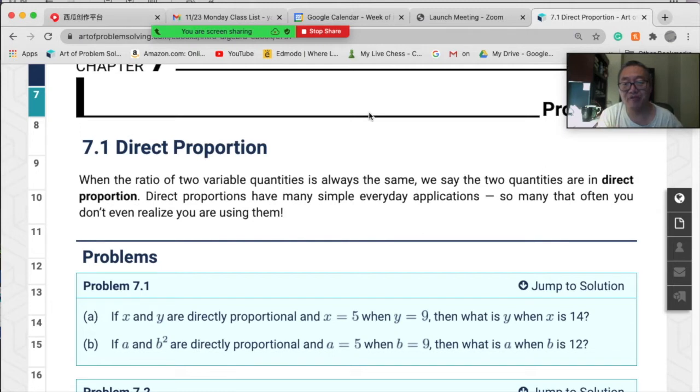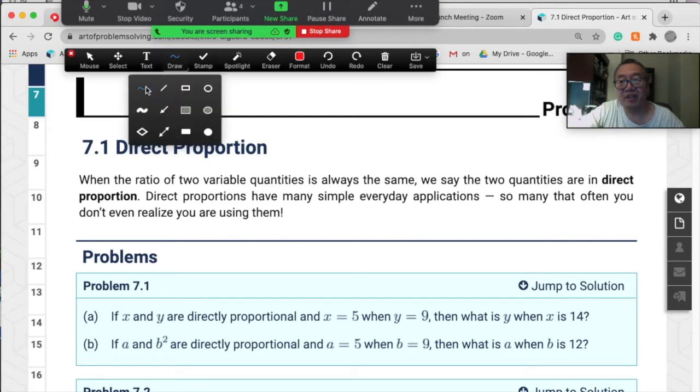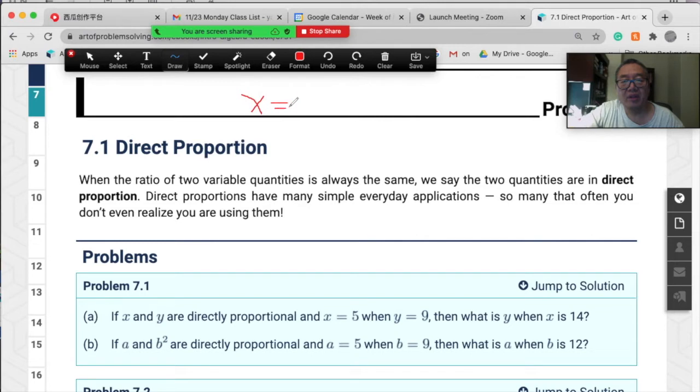Okay, suppose we have two variables, x and y. When x equals 1, y equals 2. Okay, now let me show you. If x equals 1, then y equals 2. But when x equals 2, y will equal 4. So that means the ratio of x over y keeps to a constant. For this case, that equals 1 over 2.